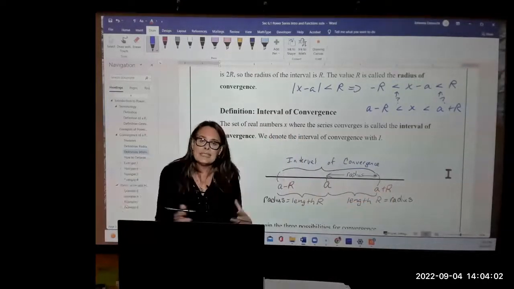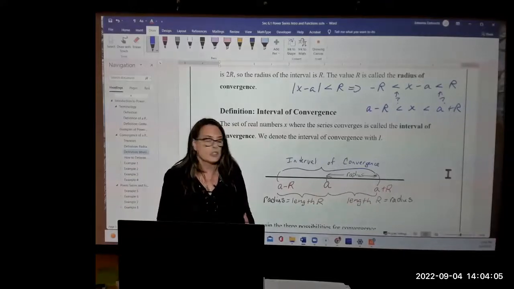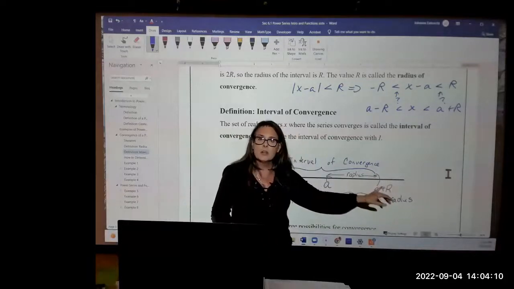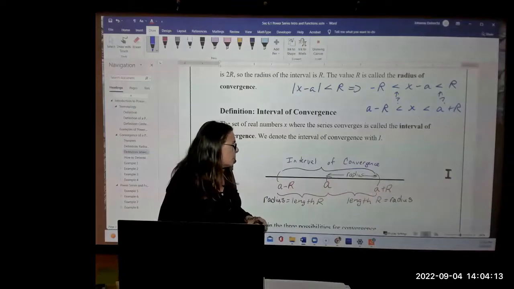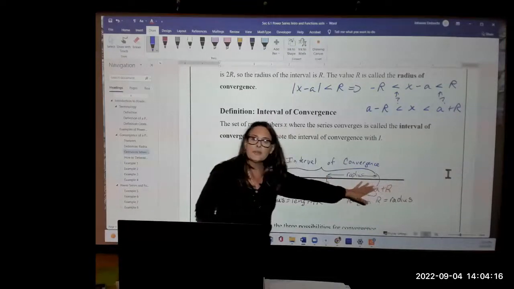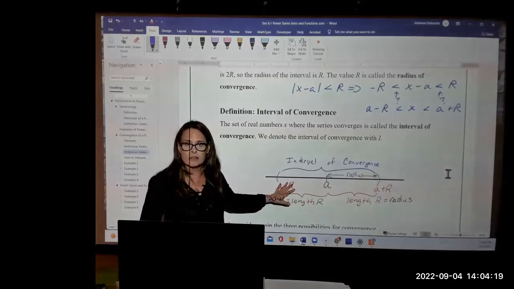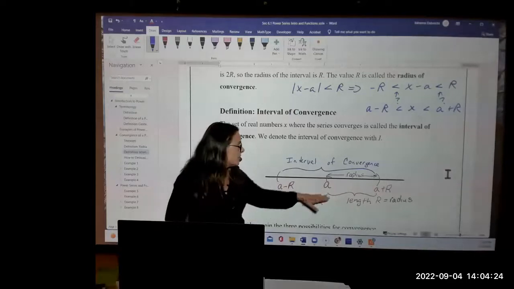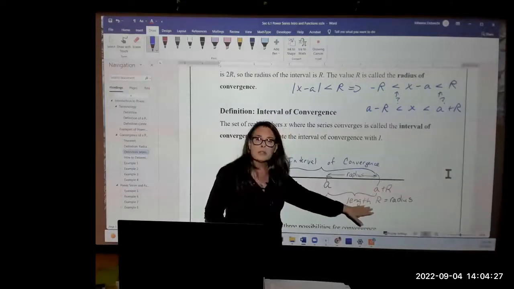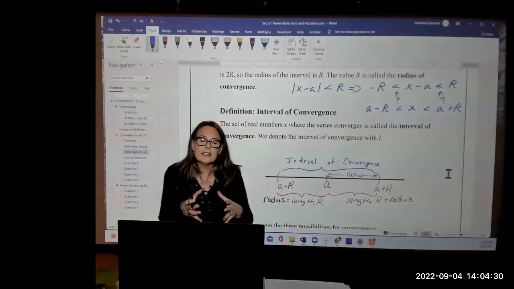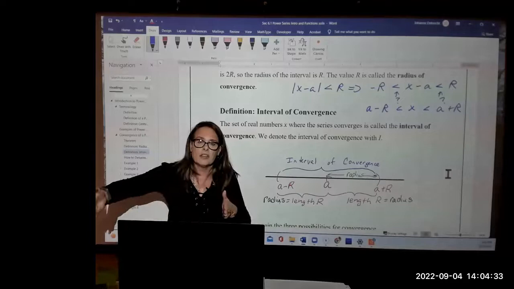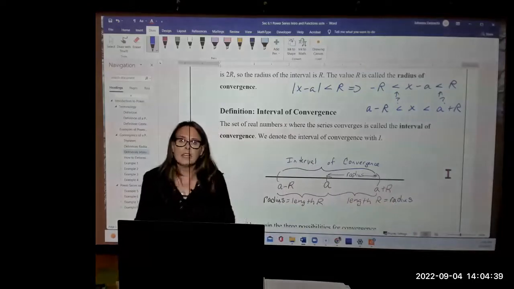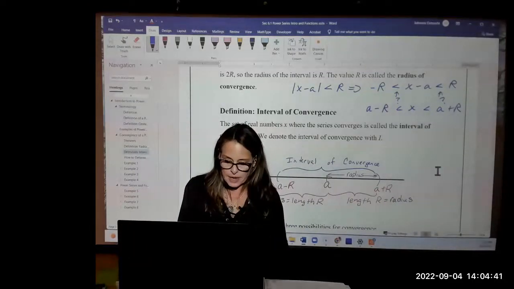And we know that if we're inside that interval, then it definitely converges. We don't know what happens at a minus r. We don't know what happens at a plus r. We'll have to check those individually. But this does give me an interval that's 2r long, right? Because the distance from a to a minus r is length r, and the distance from a to a plus r is also length r. Now, if we think of the radius as being from the center to the edge of the interval, then we can call this length r the radius of the interval. And we call that the radius of convergence.